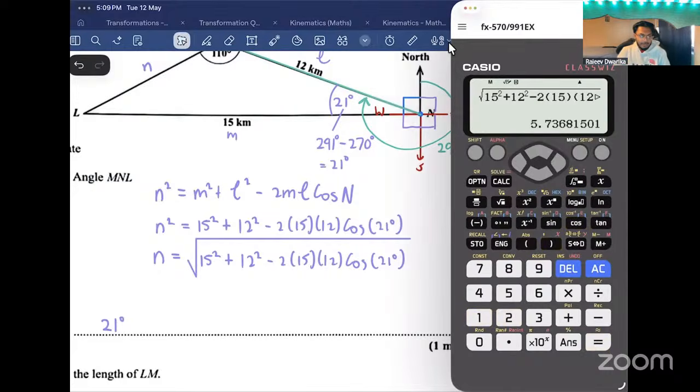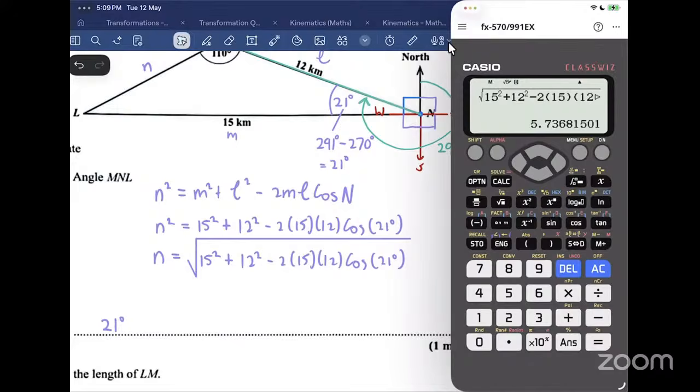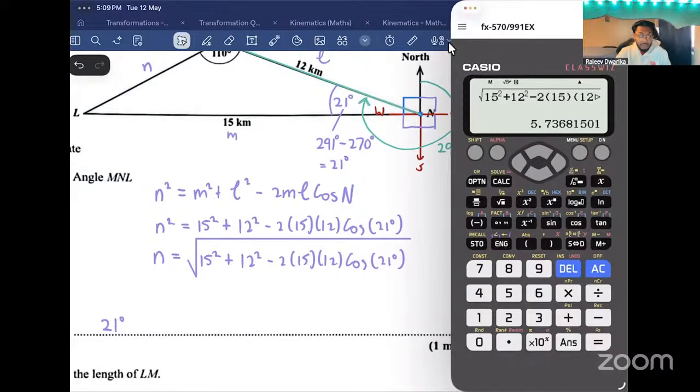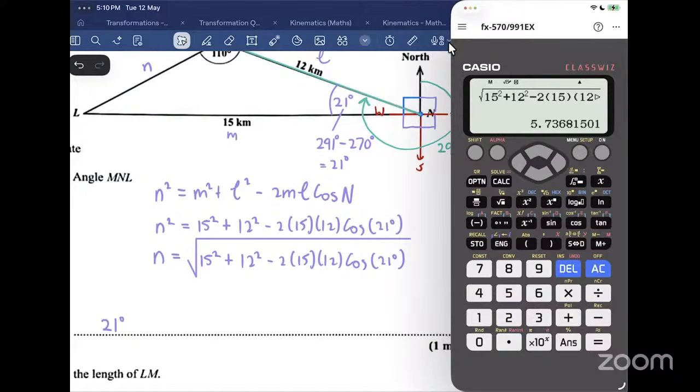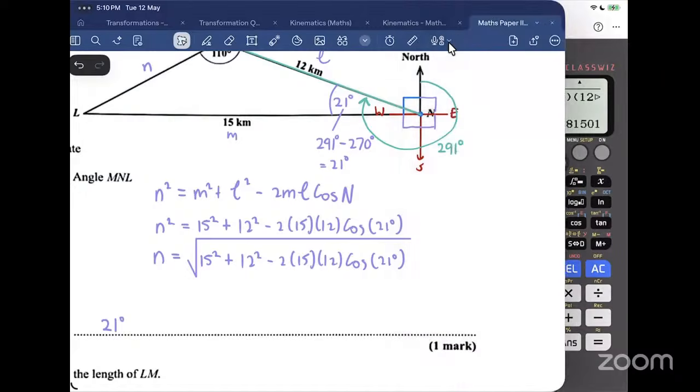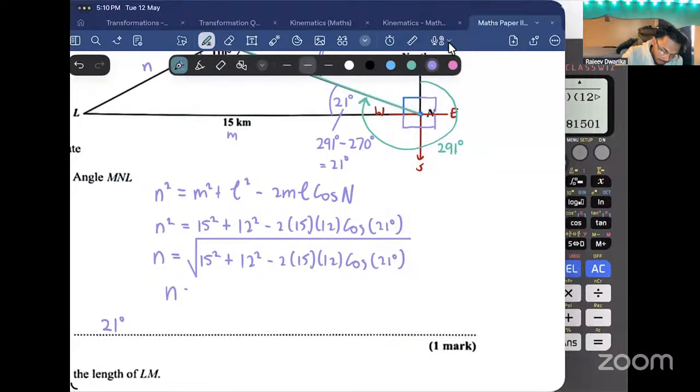Madness. And they want the answer to 3 significant figures. So to 3SF, what would this be? 5.74. So n is 5.74, but this is not the only way you could have answered the question.